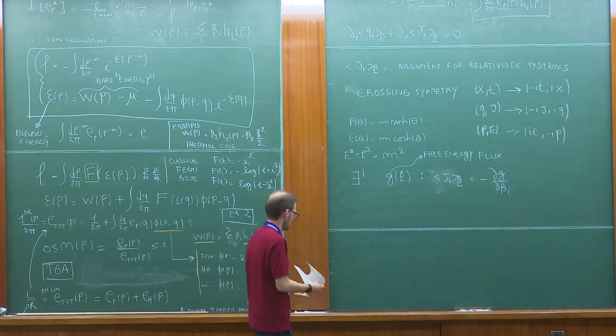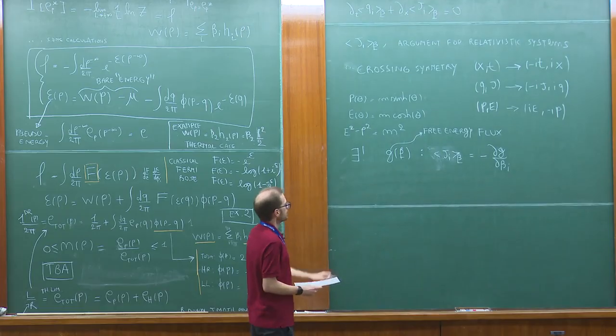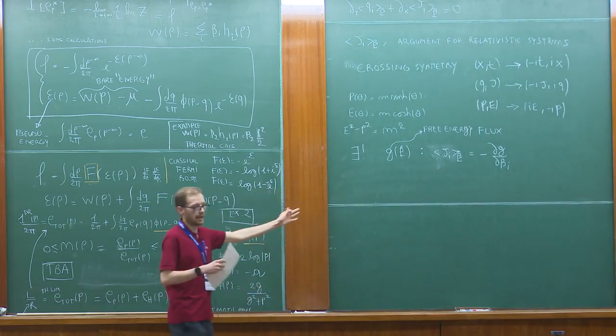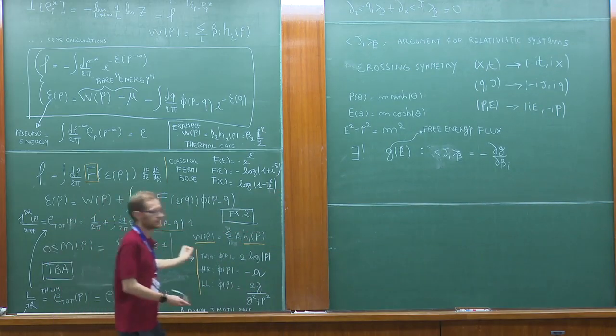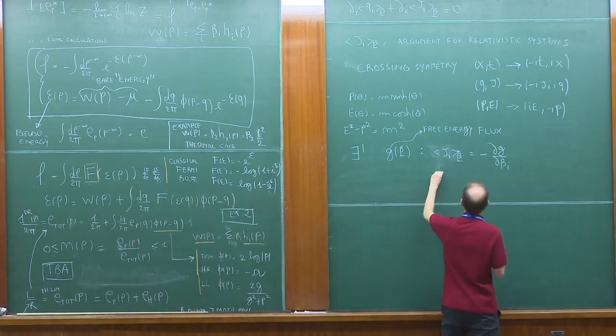Okay, we have 10 minutes, we can do it. So this G is to the currents what F is to the densities, because we saw before that, for instance, for densities we have this.